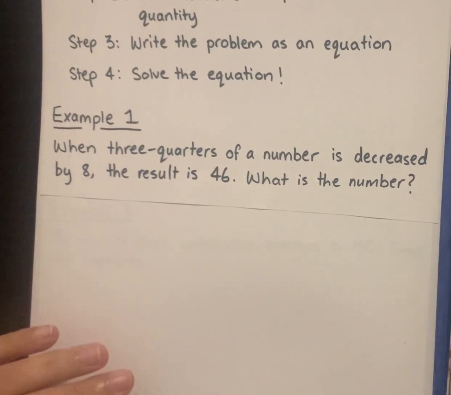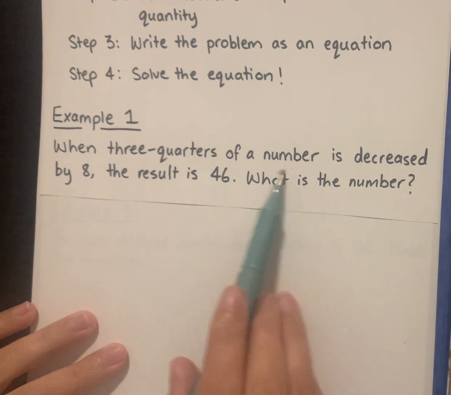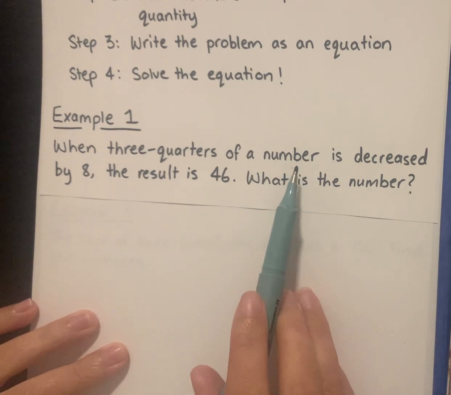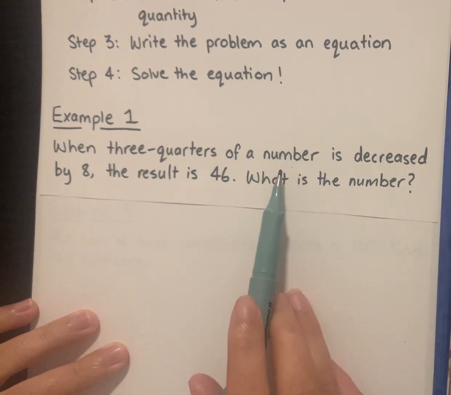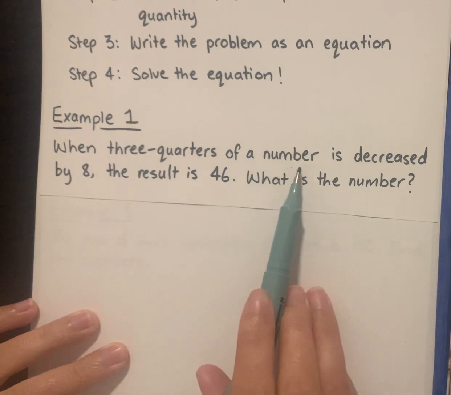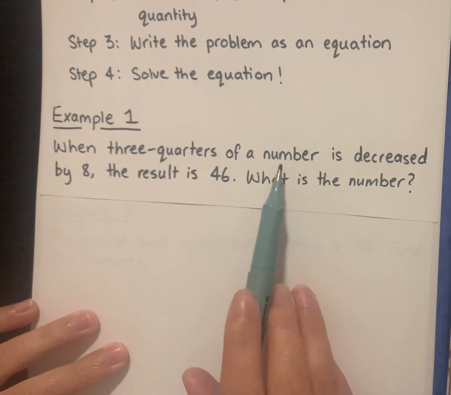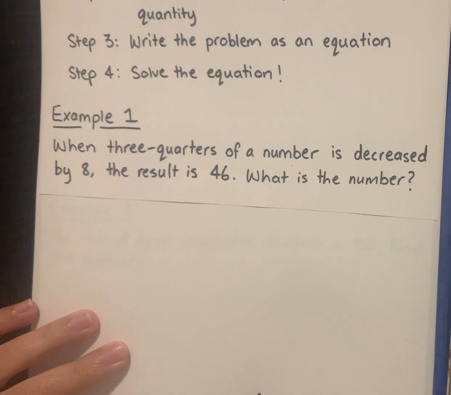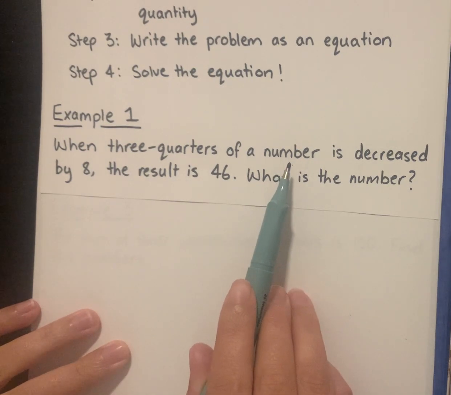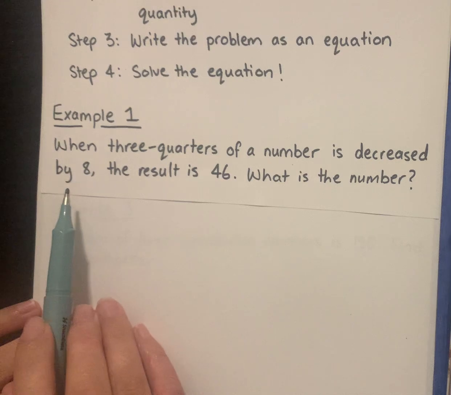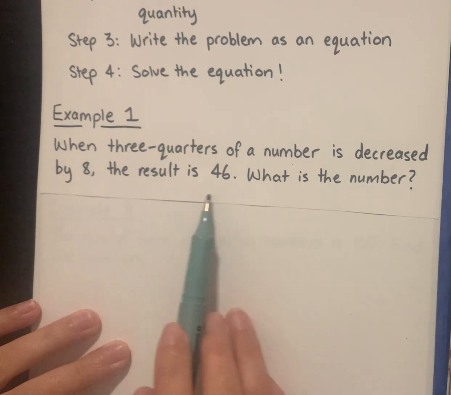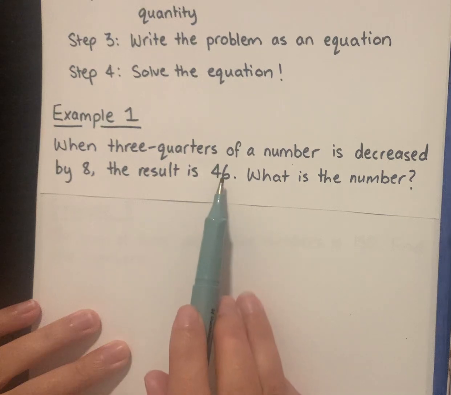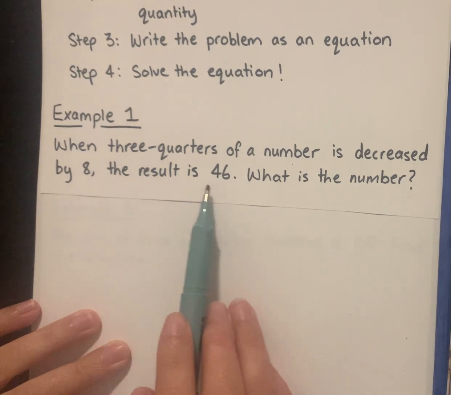All right, example 1. When 3/4 of a number is decreased by 8, so we don't know what the number is. Whenever it says a number, that's a pretty good indicator that we're trying to find this number. We can write this number as a variable because this is our unknown quantity, a number, but we don't know what the number is. So when 3/4 of a number is decreased by 8, the result is 46.